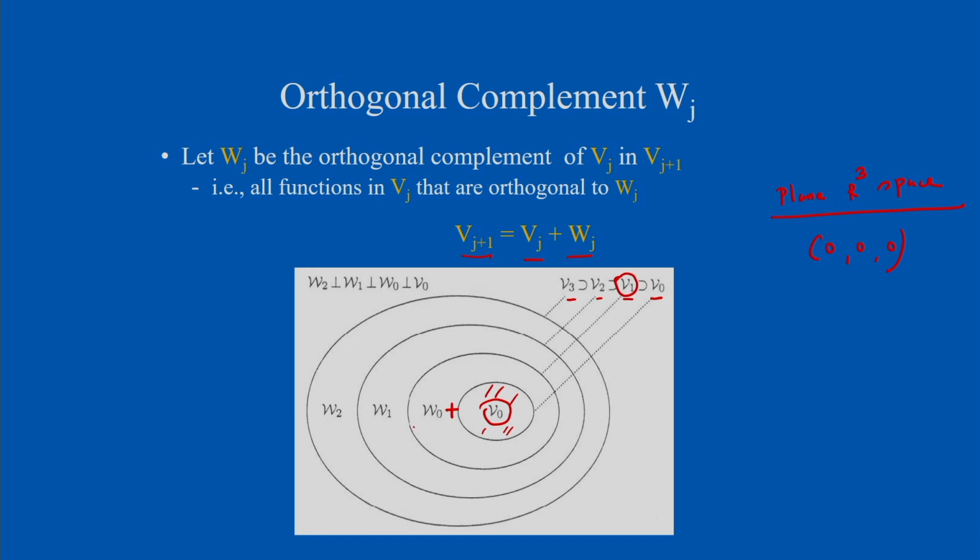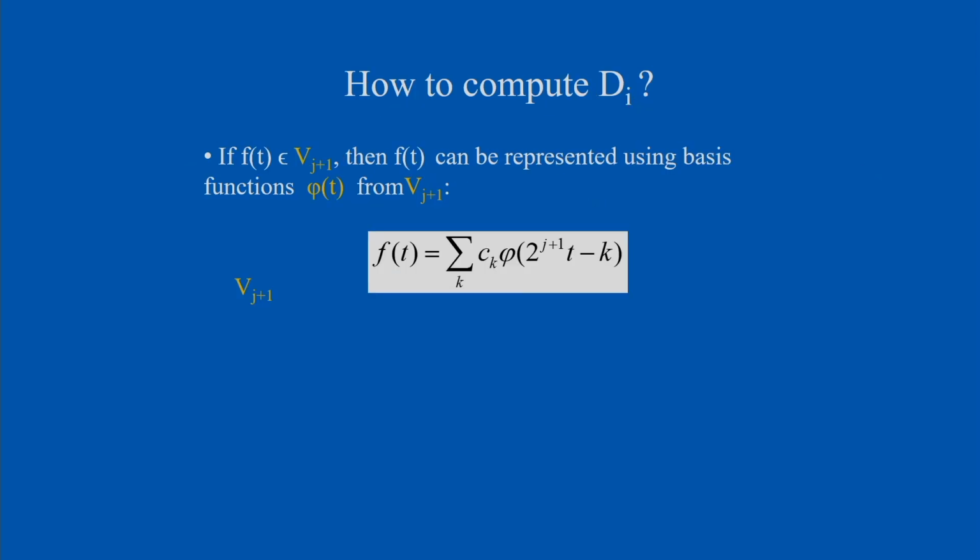Similarly, if I consider V1 plus W1, then I will be getting V2. So this is V1, and if I consider V1 plus W1, then I will be getting V2. So this space is V2. So with the help of the difference, Vj plus 1 is equal to Vj plus Wj. So how to compute the difference?